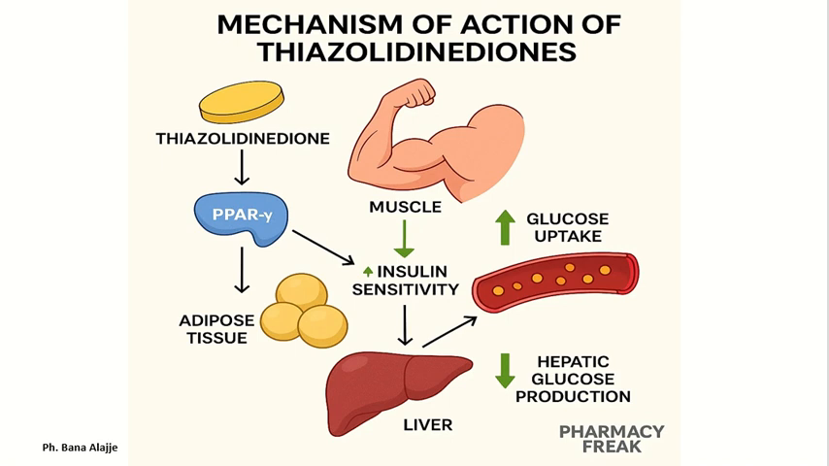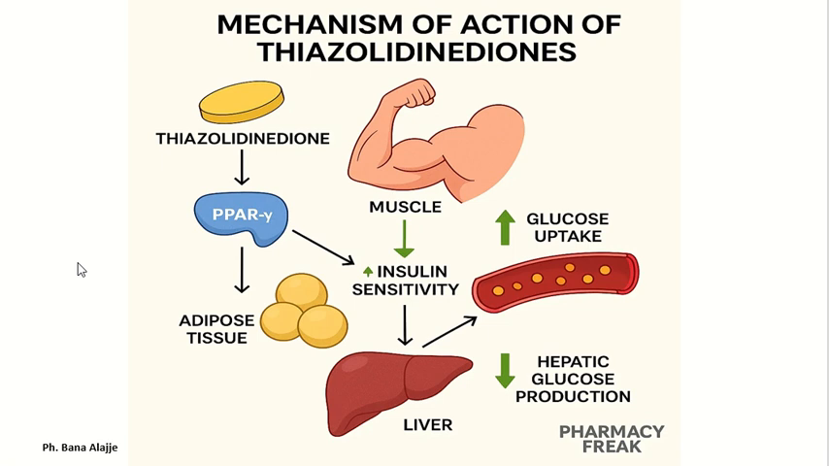So the first step is, as I said, they bind to a receptor called PPAR gamma, which is mainly found in adipose tissue, in the muscles, and in the liver. Once activated, this receptor changes the expression of insulin-responsive genes. This leads to increased glucose uptake into cells by increasing GLUT4 expression, and it also decreases the glucose production in the liver. So in addition, thiazolidinediones promote fat storage in subcutaneous tissue rather than visceral fat, which helps reduce insulin resistance.